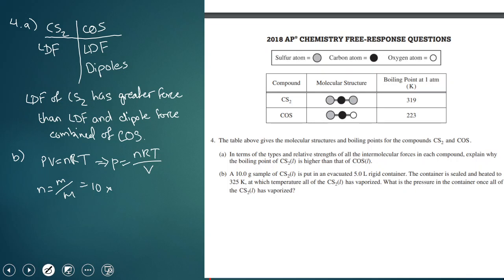So it's 76.13 grams per mole. Sorry, this is divide, not multiply. And so the total number of moles we get is 0.131. Okay, so now we just have to calculate P. So P is equal to 0.131. Then we have our R value. So it's 0.08206.